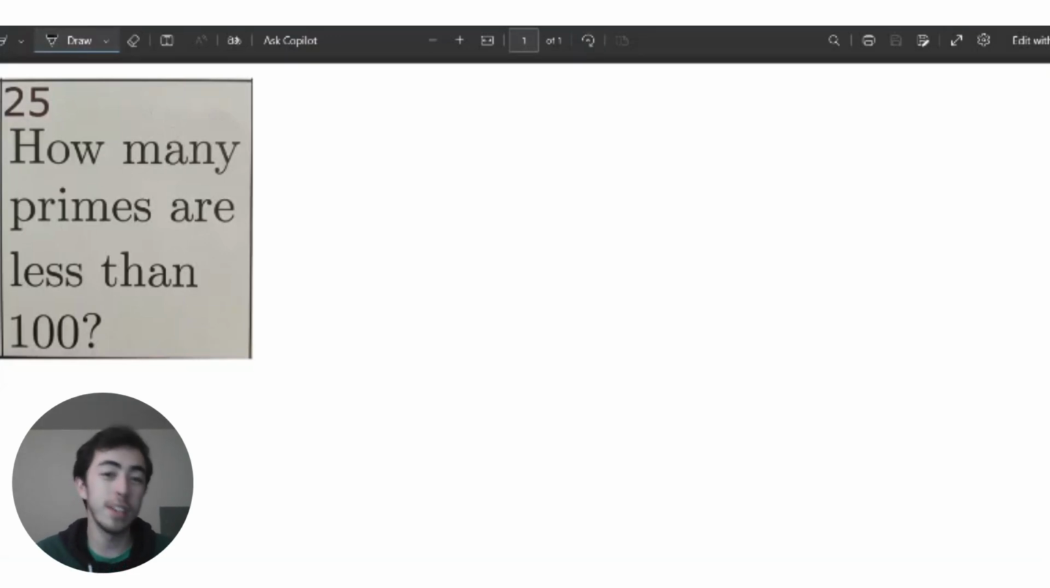A sieve in math is when you remove certain numbers that you don't want, kind of like a sieve in real life, which filters out the particles you don't want, and you're only left with the things you want. So here we're going to sieve or sift out all of the composite numbers, and we'll remain with all of the primes. Now, let me switch my document so I can get all the numbers from 1 to 100.